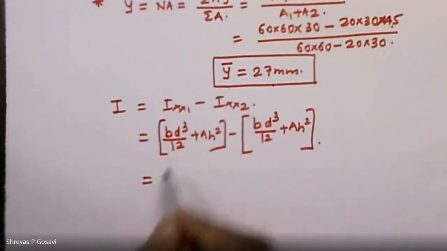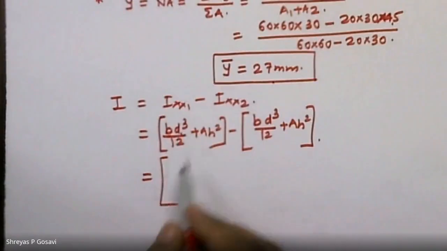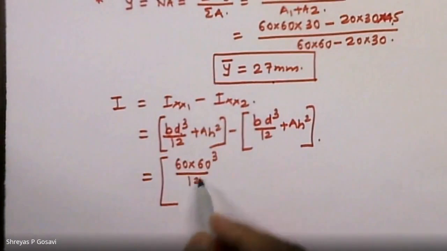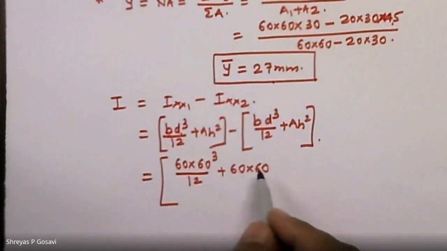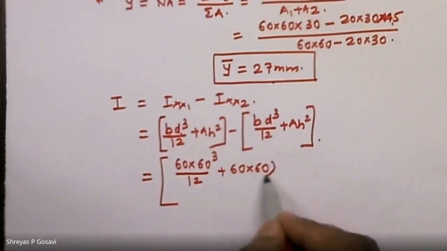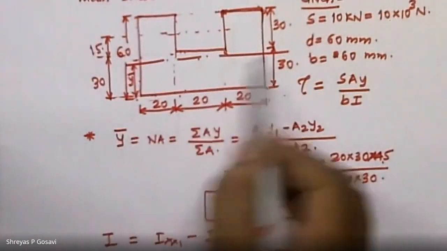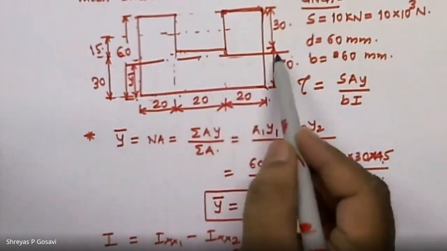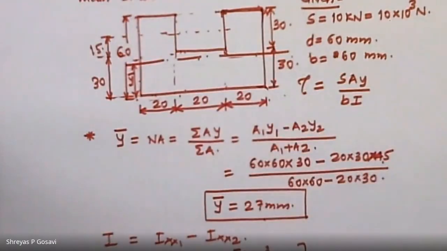B for the first section is 60 millimeters. D is also 60 millimeters. So 60 into 60 cube divided by 12 plus 60 into 60 area, that is 60 square, into H. Now we know that the centroidal axis of this outer section is at 30 and the neutral axis is at 27. So H will be equal to (30 minus 27) whole square.